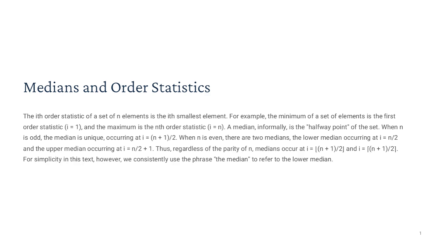When n is odd, the median is located at position (n+1)/2. When n is even, there are two medians, the lower median at n/2 and the upper median at (n/2)+1. For simplicity, we will refer to the lower median as the median.